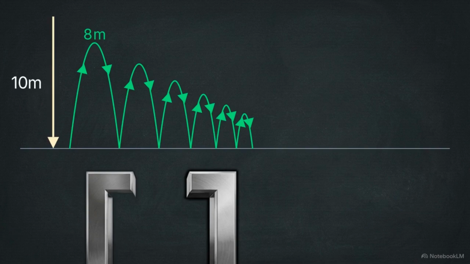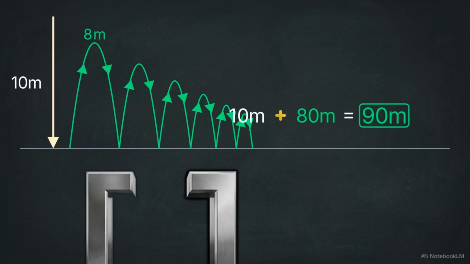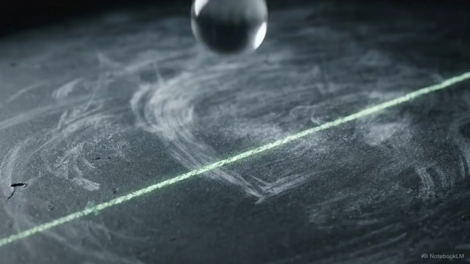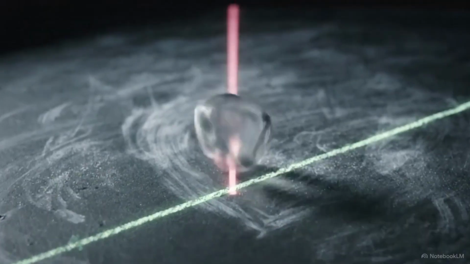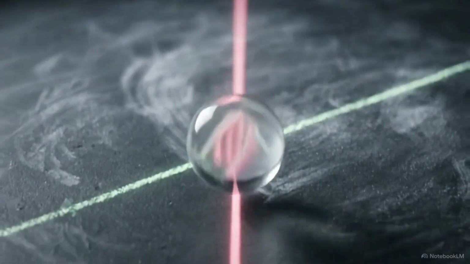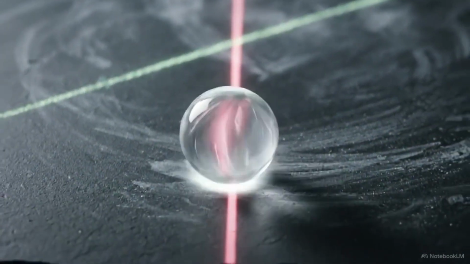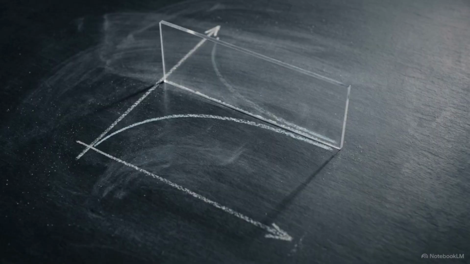giving us 80 meters of total bounce travel. Finally, we add the initial 10-meter drop that started the process. 80 plus 10 gives us a total vertical distance of 90 meters. By isolating the components of the motion, we can determine the absolute boundaries of a physical process that theoretically never ends. You have now learned the mechanics required to define infinity. You can take a sequence that never stops and calculate its exact destination.